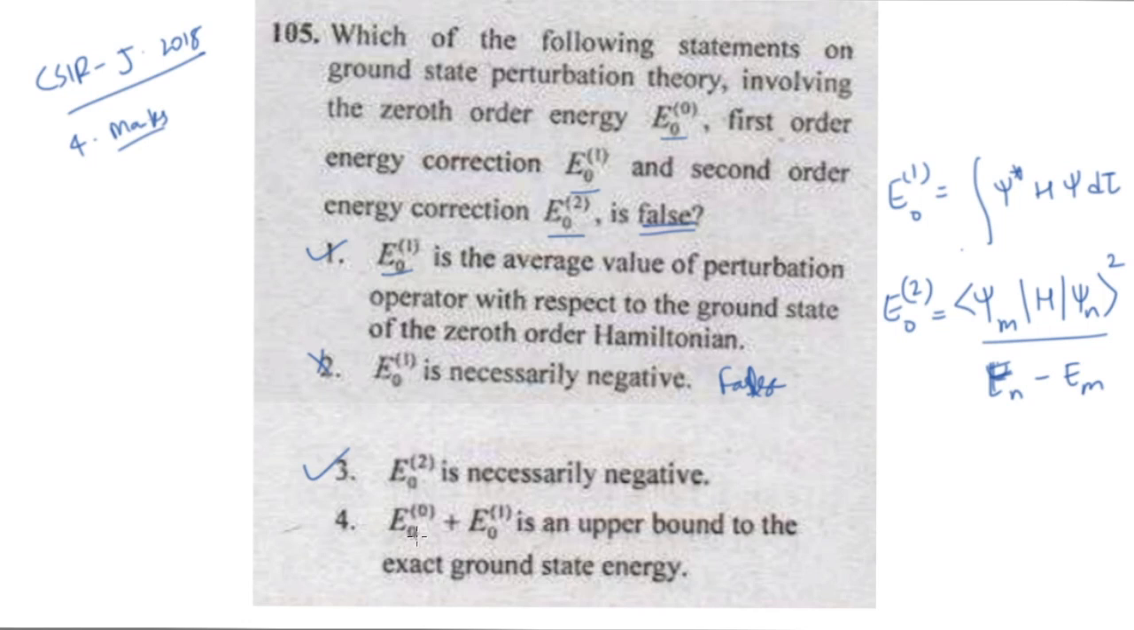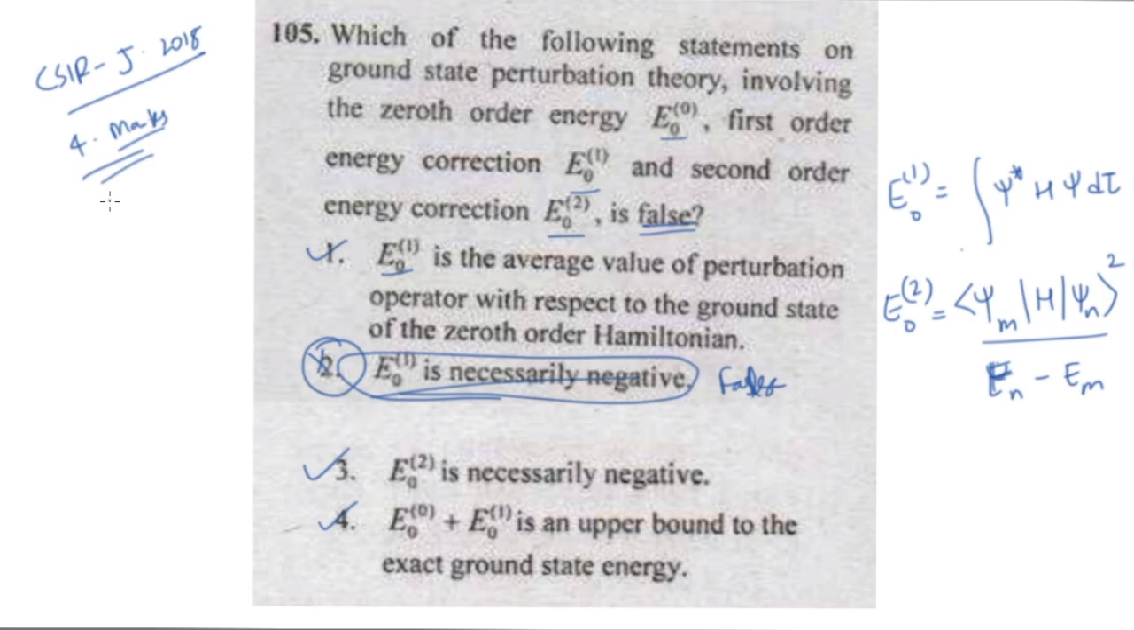The fourth statement says that E0 0 plus E1 0 is an upper bound to the exact ground state energy. That is also true. If you add the zeroth order energy and the first order energy correction, it gives you the upper bound to the exact ground state energy. So your points 1, 3 and 4 are correct, and point 2 is wrong. In the question they were asking which of these statements is false, so statement number 2 is false, and this becomes your correct choice. Like this you can easily answer and score 4 marks. It was just a statement based question. You don't have to do much.